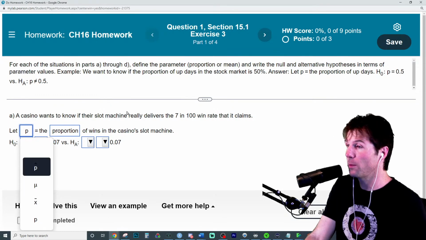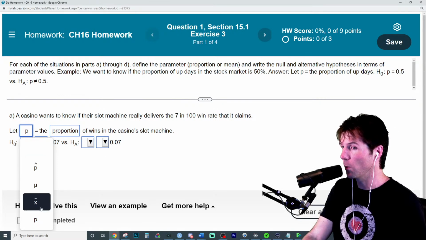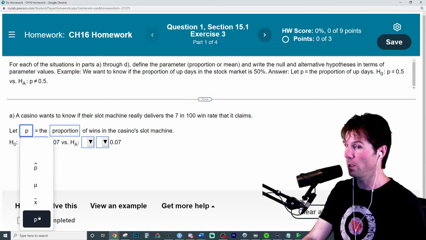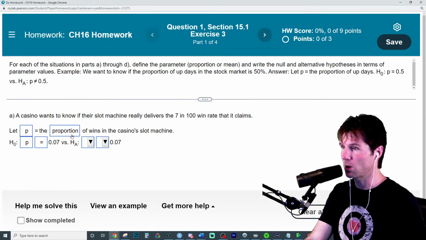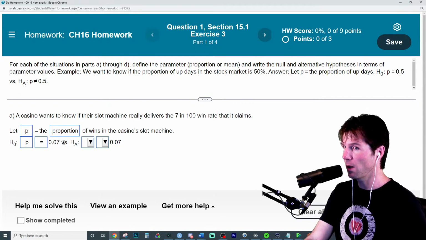P hat will never be used when writing nulls and alternatives, nor would X bar. If it's quantitative, it'd be mean, and if it's proportions, categorical, it would be P. So the true proportion, P, is the proportion of people who win at the casino, equal to 7%. They claim it's 7%, so we're going to assume that that's true.